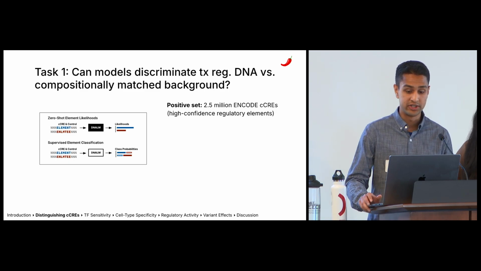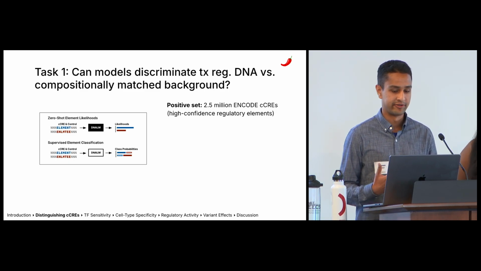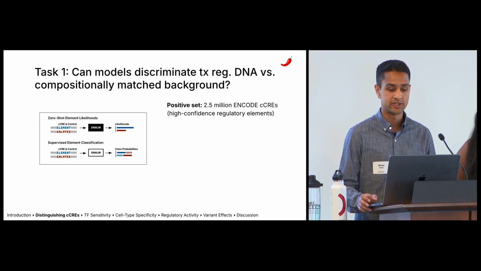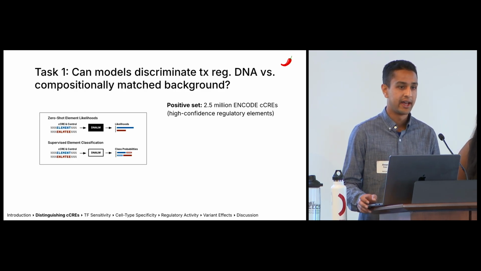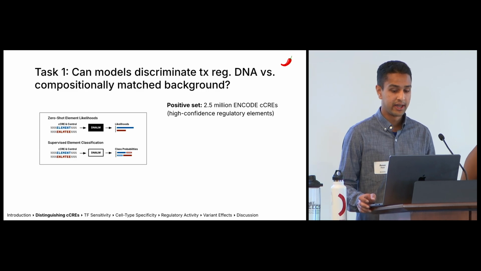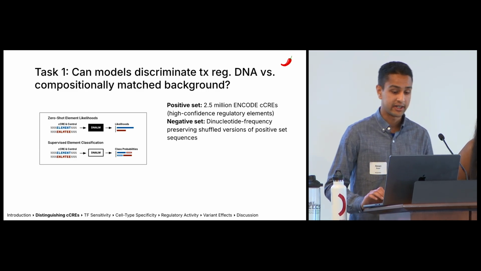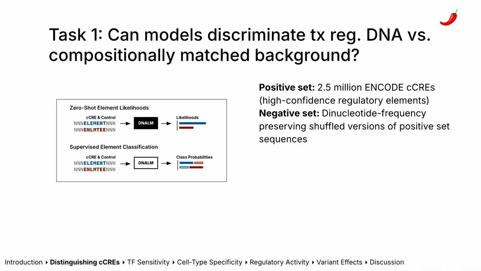So going into this in more detail, the positive examples in our dataset for this task consist of approximately 2.5 million candidate cis-regulatory elements, cCREs, as defined by the ENCODE consortium. These are basically high-confidence regulatory regions. And our negative set consists of these sequences, but shuffled in a way such that dinucleotide frequencies are preserved.